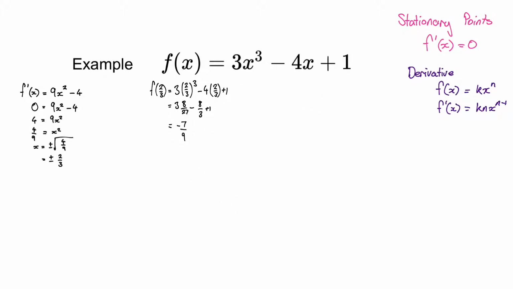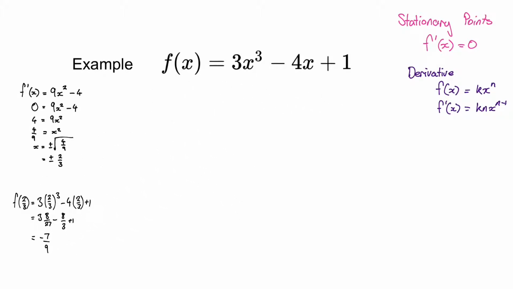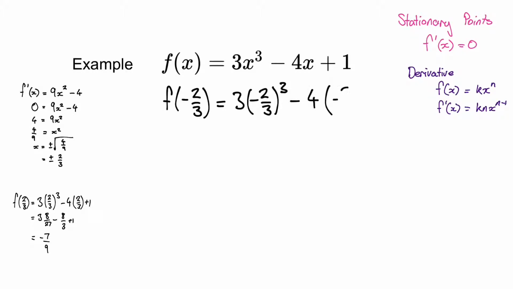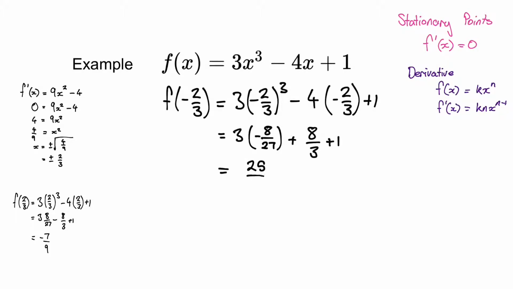Now we'll find our other stationary point by doing the same thing. So we'll look at our f of minus 2 over 3. Putting this in, we get 3 outside of minus 2 over 3 cubed minus 4 outside of minus 2 over 3 plus 1. So here we get 3 outside of minus 8 over 27. And we've got 2 negatives here, so they join together to become a positive, and we'll get 8 over 3 plus 1. And that gives us 25 over 9.